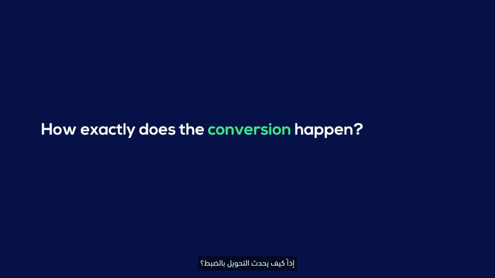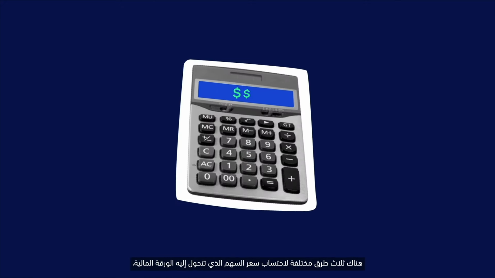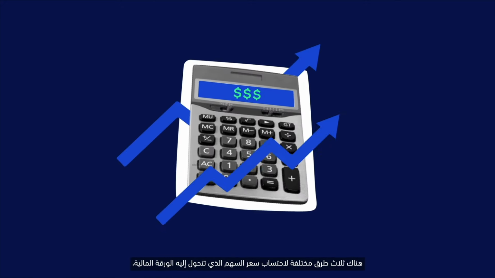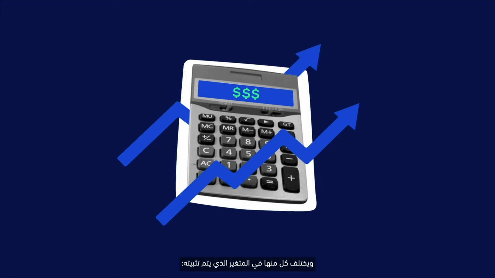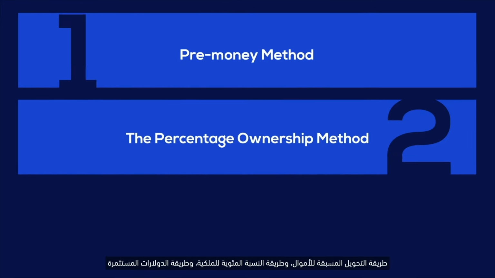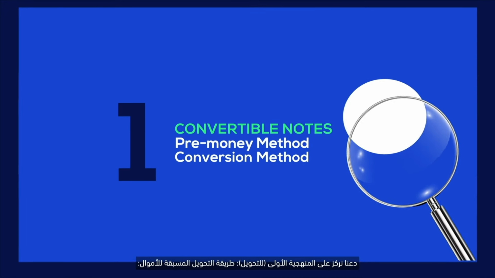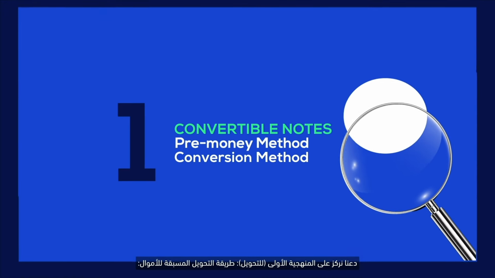So how exactly does the conversion happen? What basis and factors should be taken into account? There are 3 different calculation methods to calculate the price per share at which a note converts, each differing in the variable being fixed: the pre-money method, percentage ownership method, and the dollar invested method. Let's focus on the first methodology, the pre-money method.